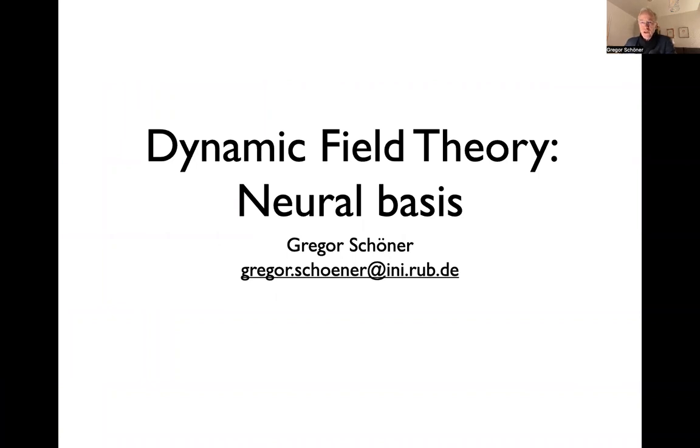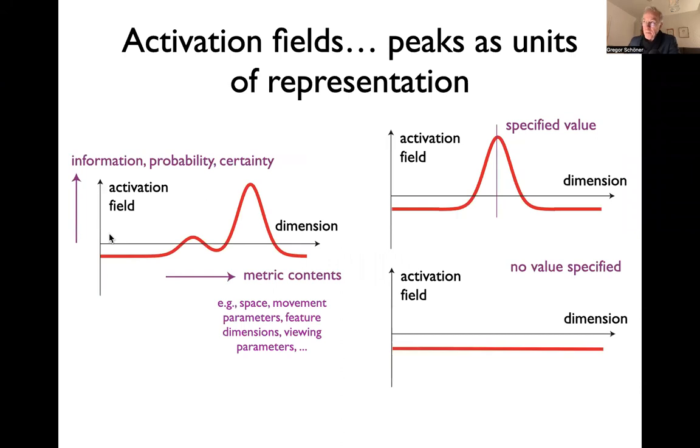Hello, here's just a short lecture about the neural basis of dynamical field theory, the neural foundations of dynamical field theory. A lot of it was covered partially in previous classes, so this is just a concentrated form of talking about that. Now, you know that in DFT, peaks are the units of representation, so we're thinking about activation fields that are defined over some metric spaces that could be viewed as spanning the contents of the representations: space, movement parameters, feature dimensions, and so on.